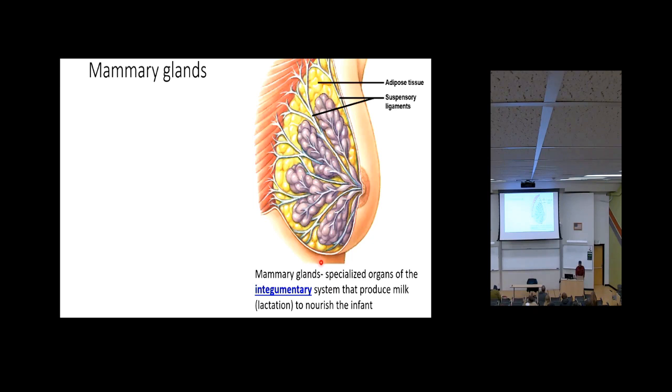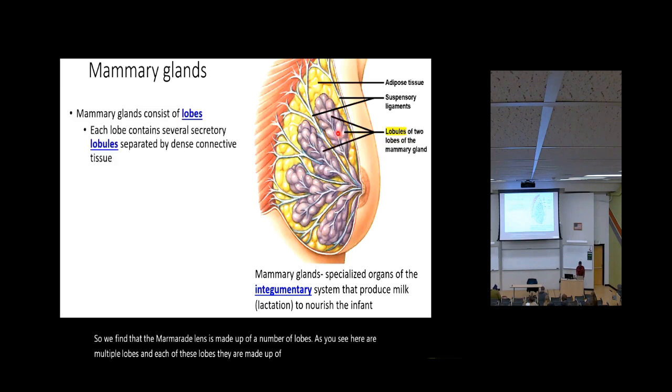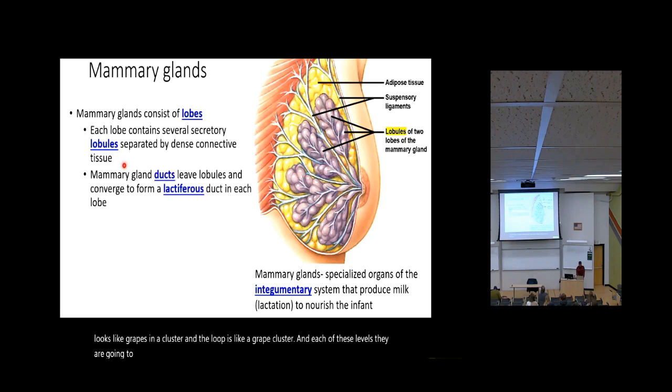So we find that the mammary glands is made up of a number of lobes, as you see here. Here are multiple lobes, and each of these lobes, they are made up of small lobules. So these lobules look like grapes in a cluster, and the lobe is like a grape cluster. And each of these lobules, they are going to give rise to what is known as a mammary gland duct.